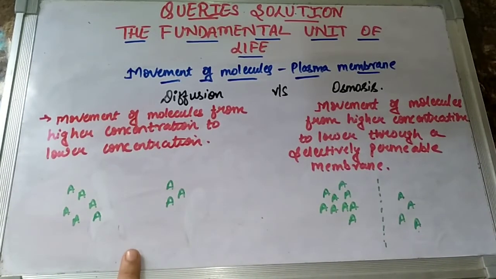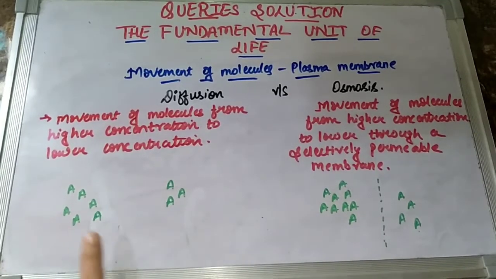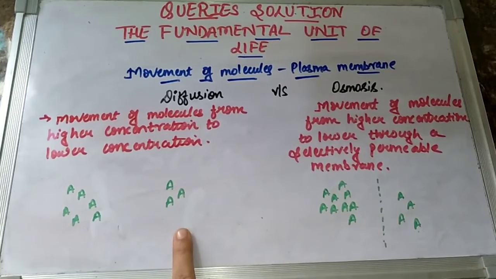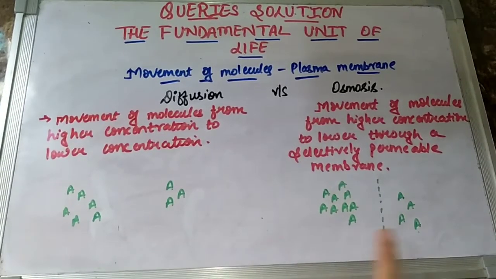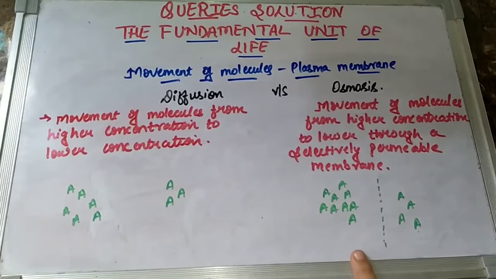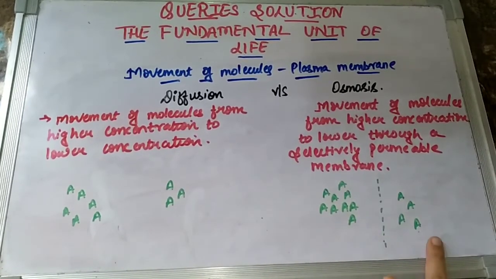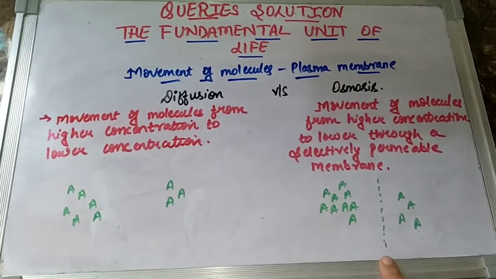But there will always be a membrane in the picture in the concept of osmosis. In the case of diffusion, I have not drawn any membrane. So that's the greatest point of difference between diffusion and osmosis. In diffusion, the movement happens from higher concentration to lower concentration, but there is no membrane in the picture. When you talk about osmosis, it is the movement of molecules from an area of higher to lower concentration, but through a semi or selectively permeable membrane. What membrane you are talking about will decide the nature, but there will definitely be a membrane in the process of osmosis.